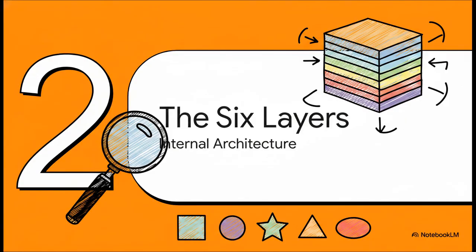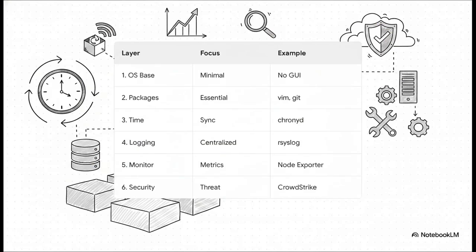Section 2, the 6 layers of design. Think of building this image like building a highly secure house. Layer 1 is your OS base, and the secret here is a minimal install. No graphical interfaces, no browsers. This massively shrinks your attack surface.